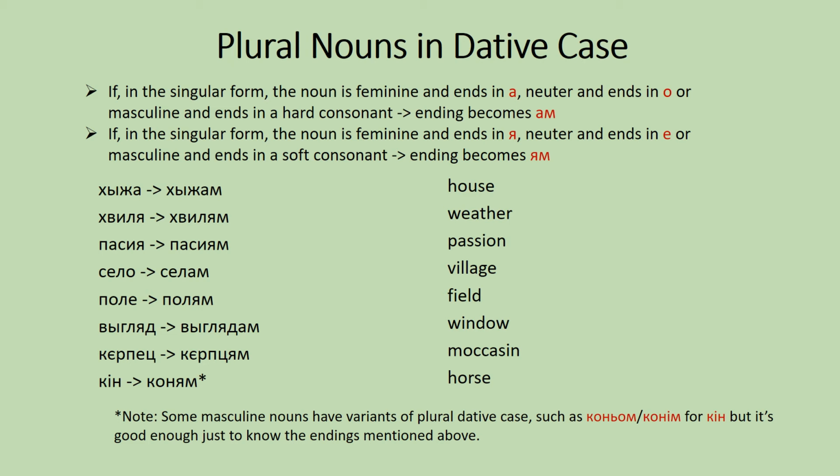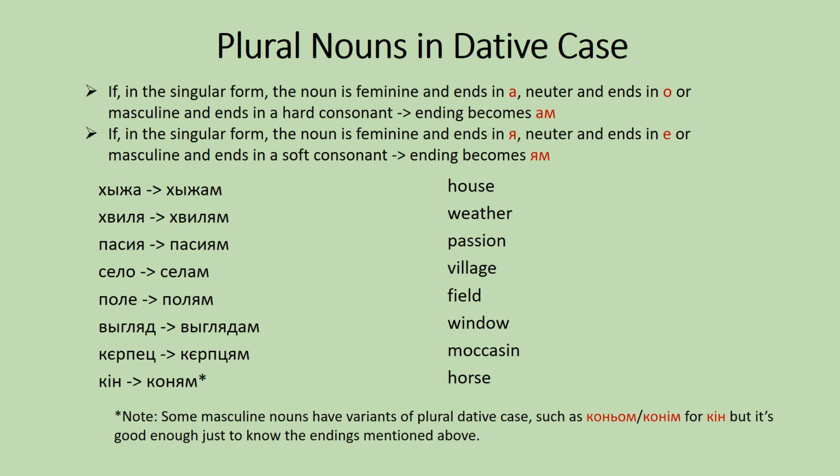Let's look at the examples below. Hâja, meaning house, becomes hâjam. Chwilja, meaning weather, becomes chwiljam. Pasija, meaning passion, becomes pasijam. Selo, meaning village, becomes selam. Pole, meaning field, becomes poljam.